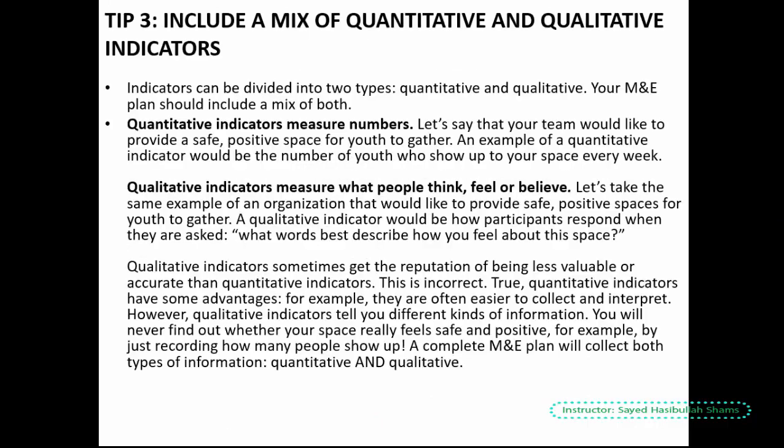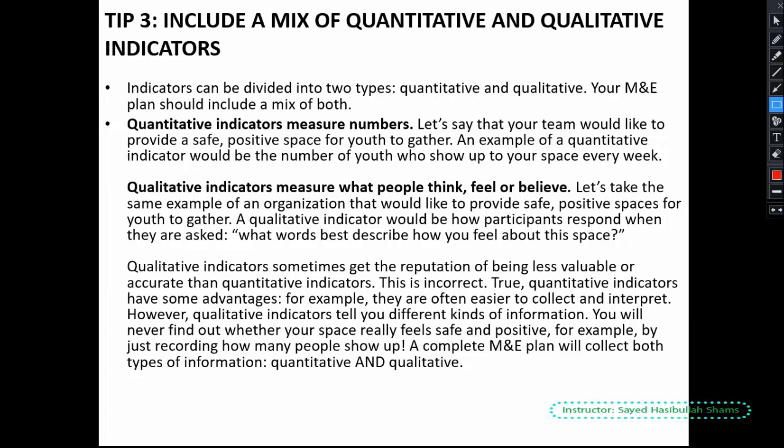Tip number 3, include a mix of quantitative and qualitative indicators. Like we will have mixed monitoring and evaluation indicators, here we must have quantitative and qualitative indicators. Therefore, besides quantitative data, we need qualitative data as well in the project. The qualitative data we have defined in the previous lessons, that it measures the feeling, thinking, satisfaction of the people against the projects, and the quantitative data measure the number, ratio, and percentage, and it is numerical.